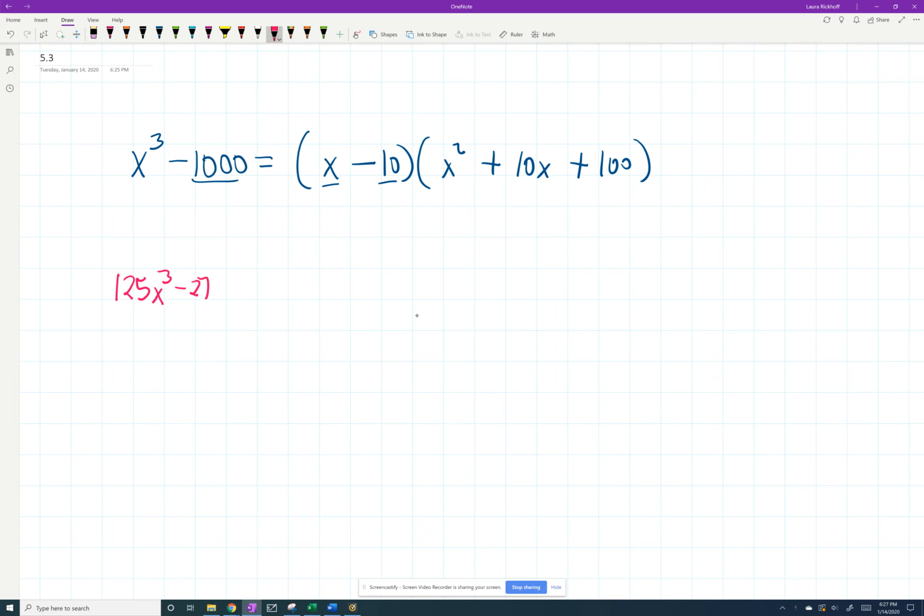So if we did it again, just because we can, 125x cubed minus 27. What I was going to write is like 1 cubed is 1, 2 cubed is 8, 3 cubed is 27, 4 cubed is 64, 5 cubed is 125, and so on. So we start to recognize those perfect cubes. Before, in the past, we've kind of been good at recognizing squares, and now you get to recognize cubes.